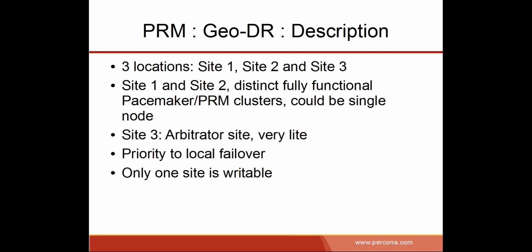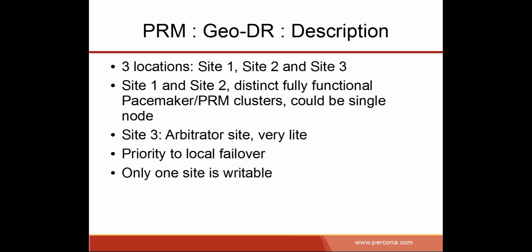Again, the arbitrator site can be anywhere except on those 2 sites, and is very light. What's important? The setup prioritizes local failover. So as long as there's a node available on a site to be the master, it will use that node for the master. Only when it has exhausted all the options will it fail over to the other site. Of course, it could also lose the token. If the token expires, it will switch over.